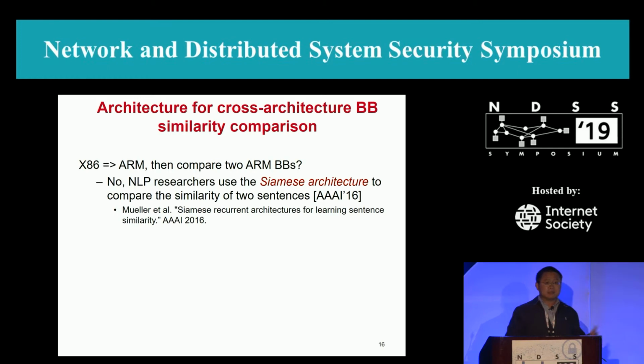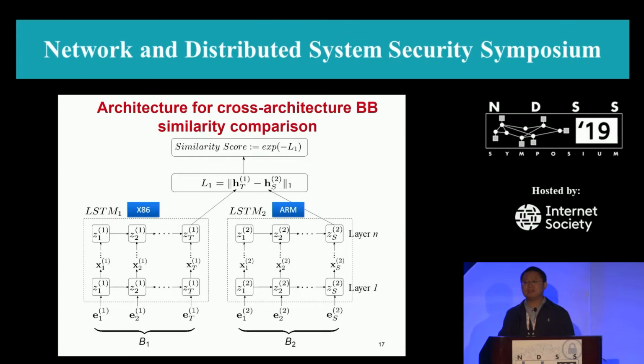Instead, we noticed that there are already NLP researchers who applied a Siamese architecture to compare two sentences. So we followed that way and came up with this design. Specifically, we use this Siamese architecture with two LSTM networks. Each side can be regarded as the encoder in the NMT design, and each encoder converts a basic block into an embedding. Then by measuring the distance of the two embeddings, you can evaluate their similarity.